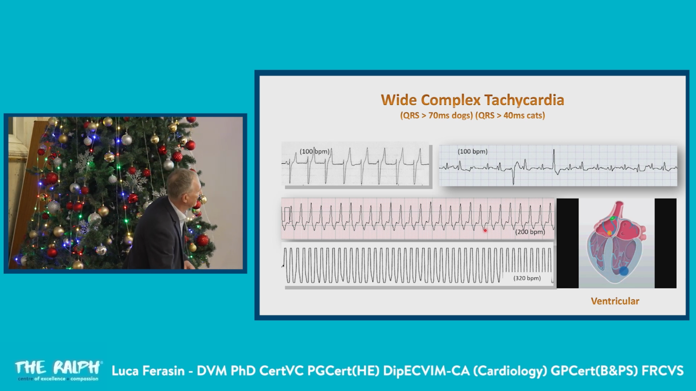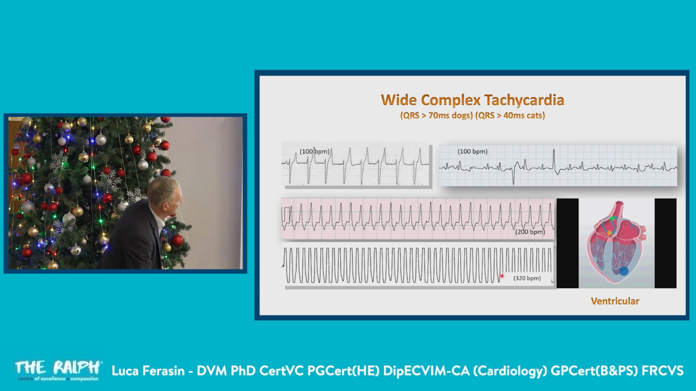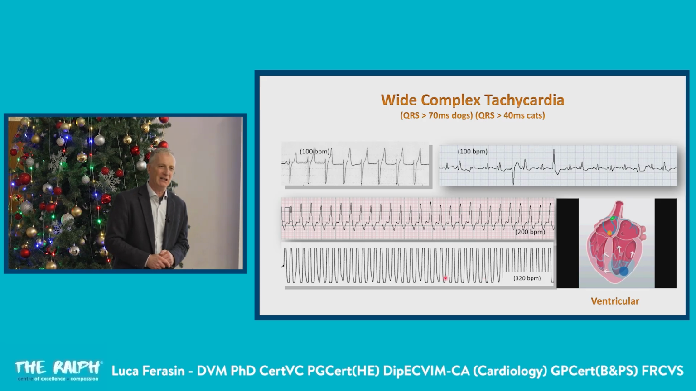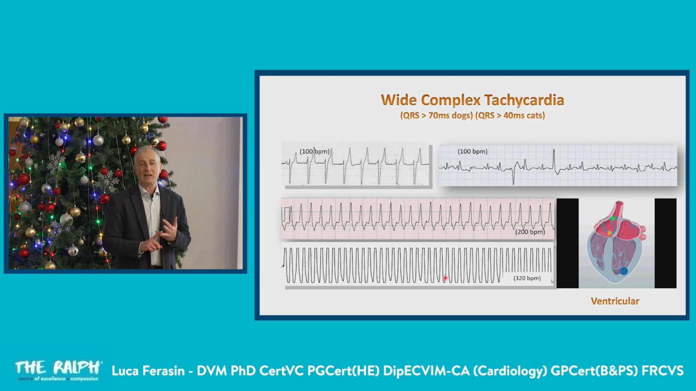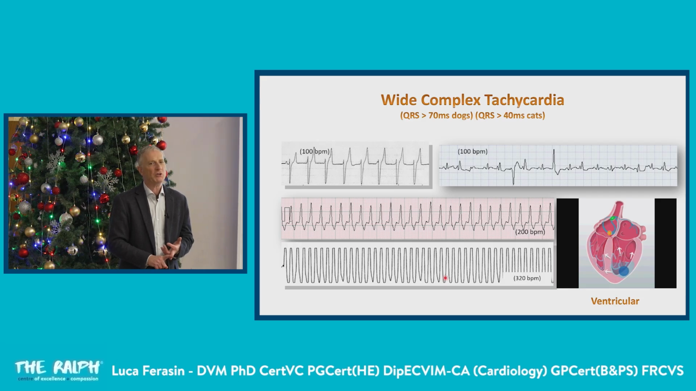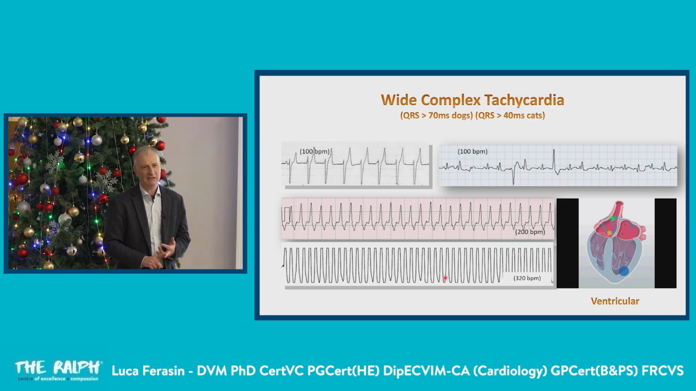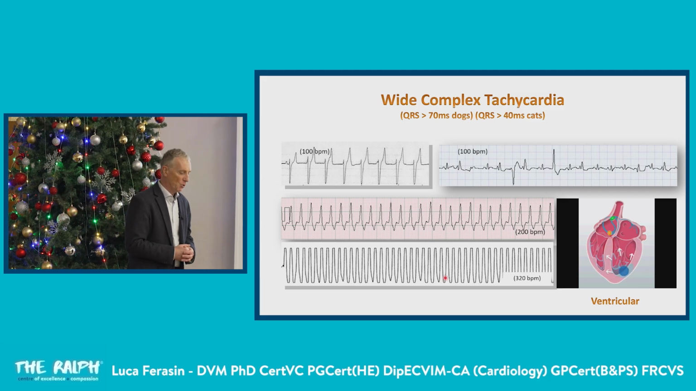But when we move to something at 320 beats per minute like this one in a dog, that's pretty fast. That will compromise the cardiac output and will certainly increase the risk of tachycardiomyopathy, but also will predispose to sudden cardiac death, which you almost never have with a supraventricular tachycardia. Supraventricular tachycardias are mostly compatible with life, but this one can cause something worse.